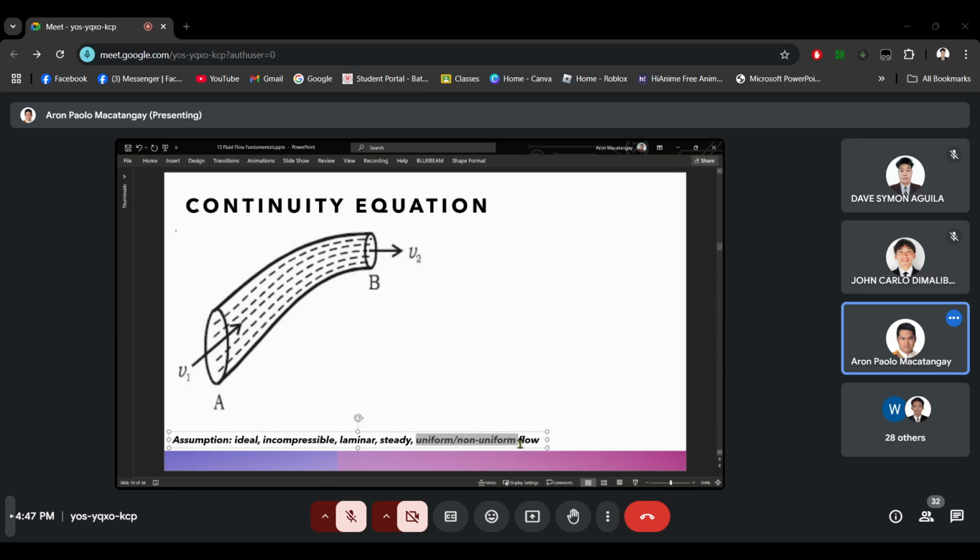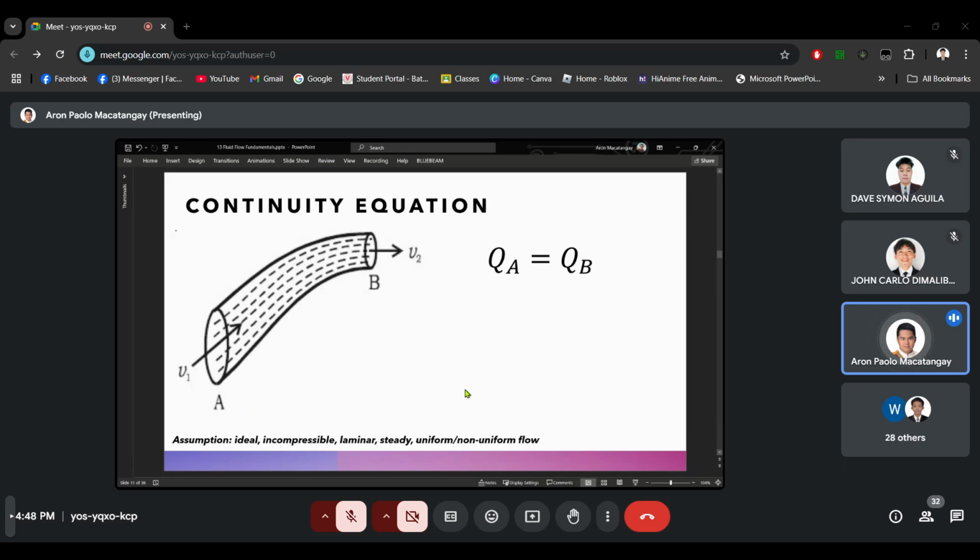uniform and non-uniform flow. Again, uniform and non-uniform flow is based on whether the flow parameter is constant with respect to position, or basically point A, point B. So this is valid for both uniform and non-uniform flow. Based on this, our assumption is that the flow rate at A is equal to the flow rate at B. It means whatever volume is passing through point A, that same volume must be passing through point B to follow the continuity equation.